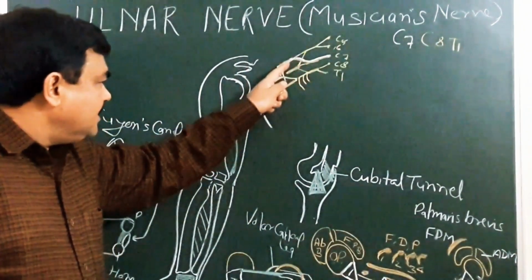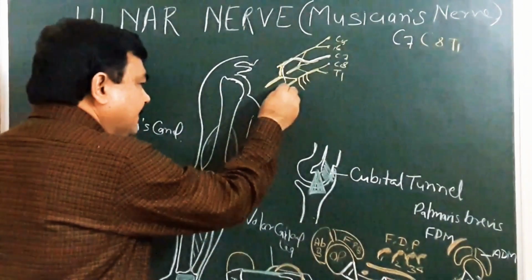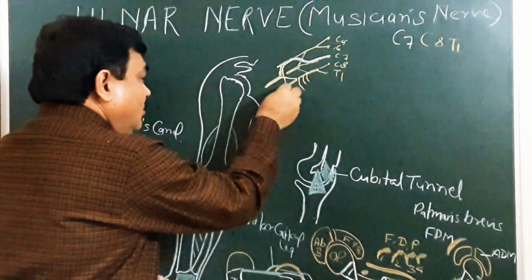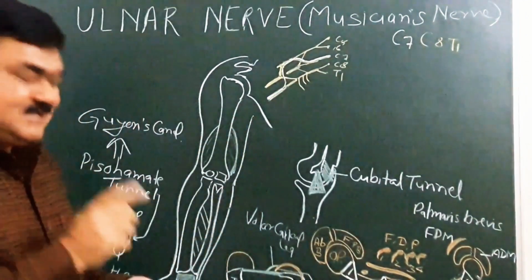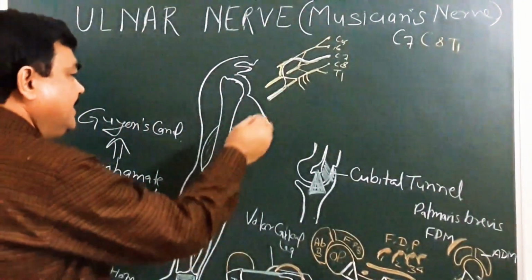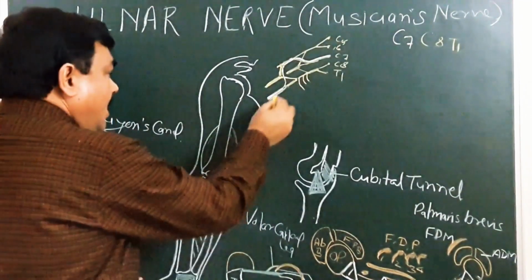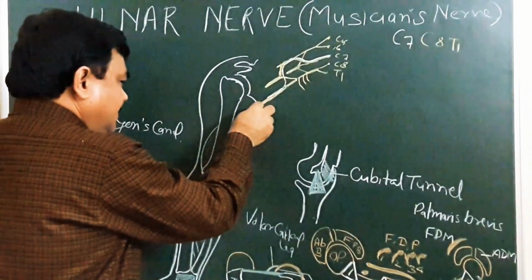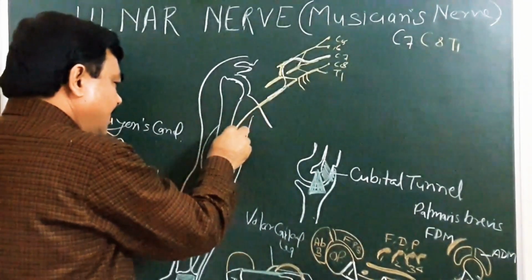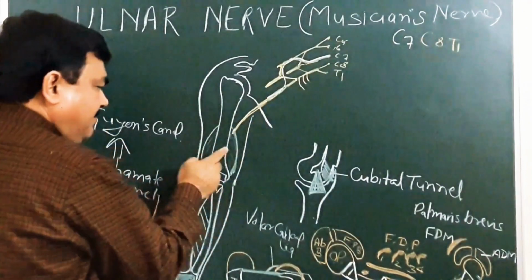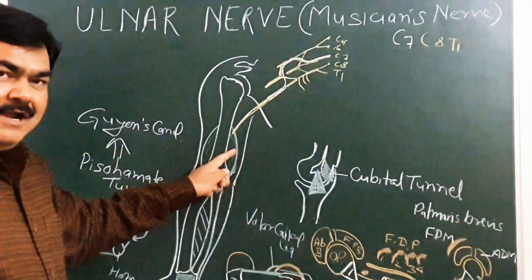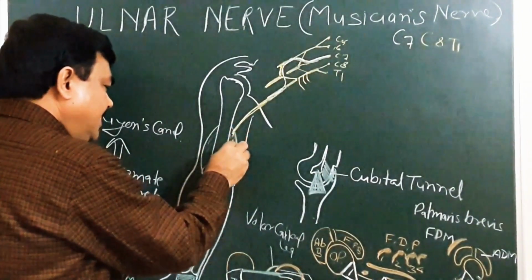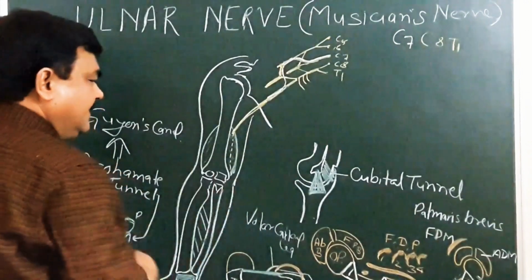This is the pathway of the C7. This C7 root value gives supply to flexor carpi ulnaris muscle. So now this nerve crosses the axilla. It comes into the arm. Here it pierces the medial intermuscular septum in the arm. It passes into the posterior compartment like this.